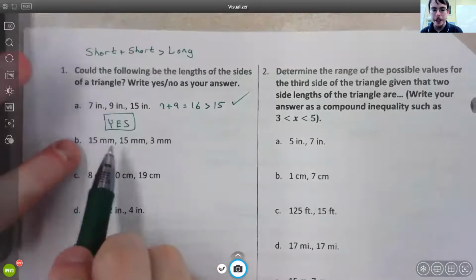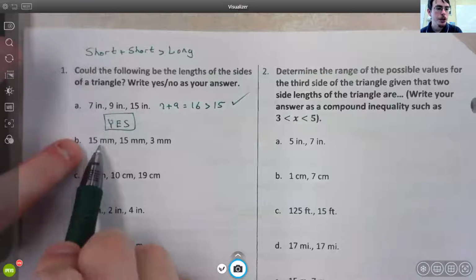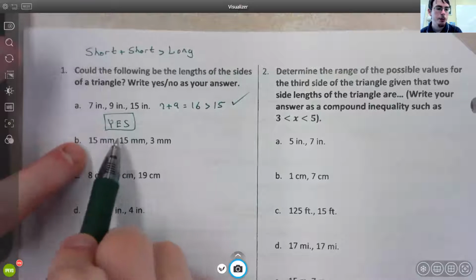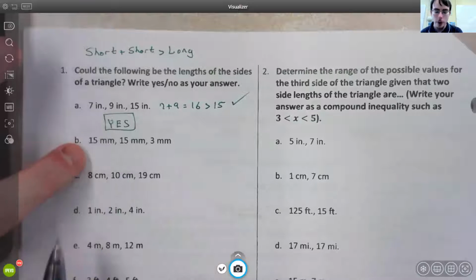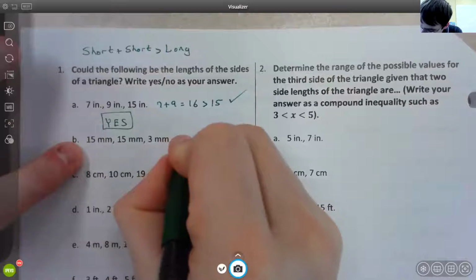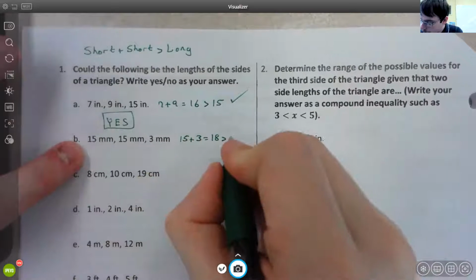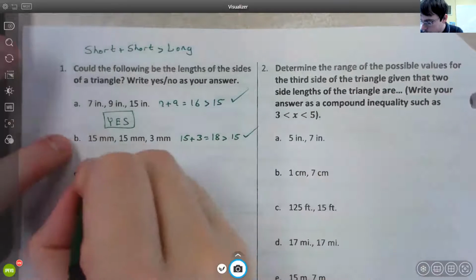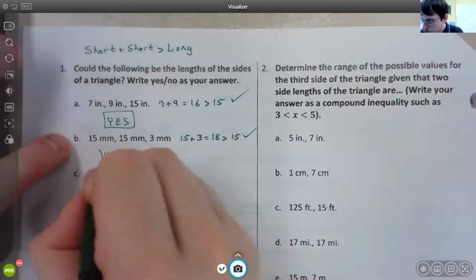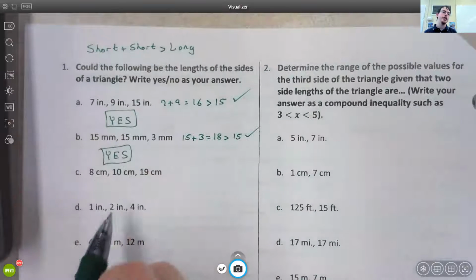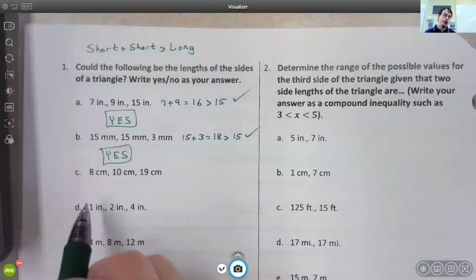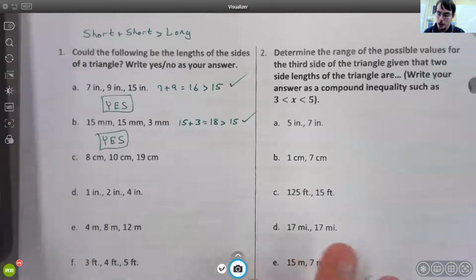B, we have 15, 15, and 3, our two shortest sides. We do have one of the same, so we'll just pick one of them. So 15 and 3. So 15 plus 3 is 18. Is 18 greater than 15? Yes, it is. So this is a triangle. If you're curious, this would be an isosceles because both of those side lengths are the same.